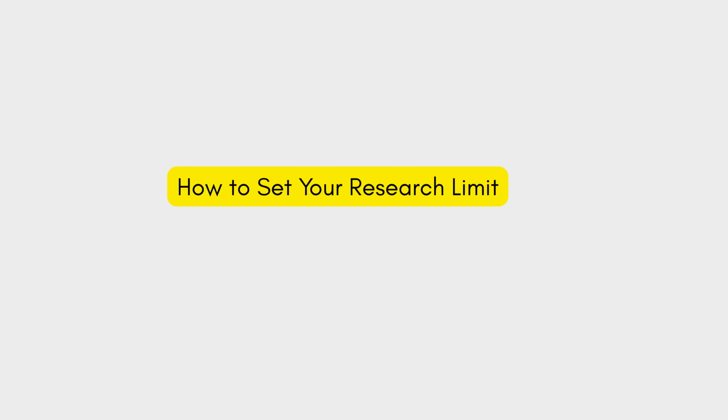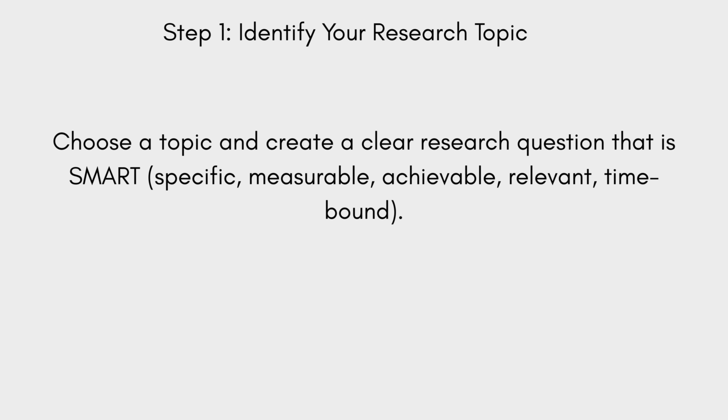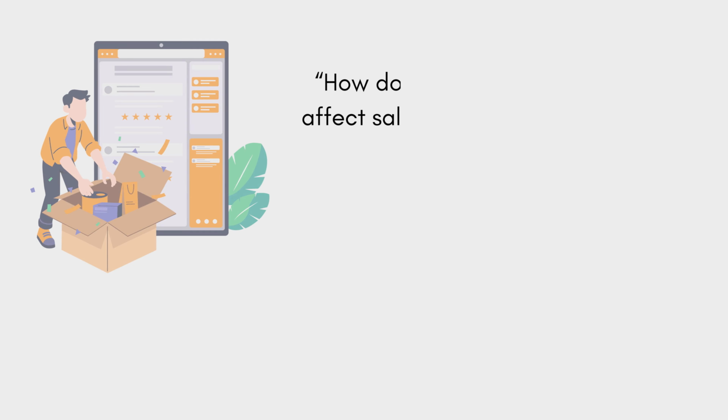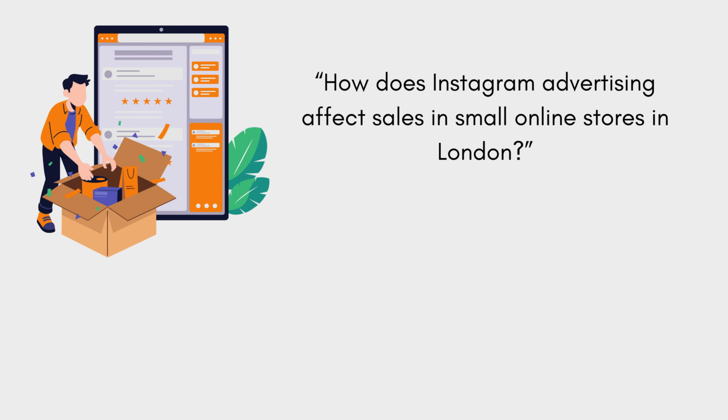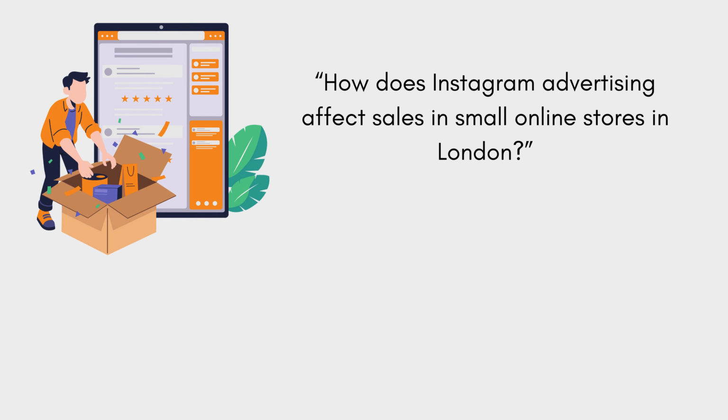How to set your research limit. Step 1. Identify your research topic. Choose a topic and create a clear research question that is SMART: specific, measurable, achievable, relevant, time-bound. Example: how does Instagram advertising affect sales in small online stores in London?